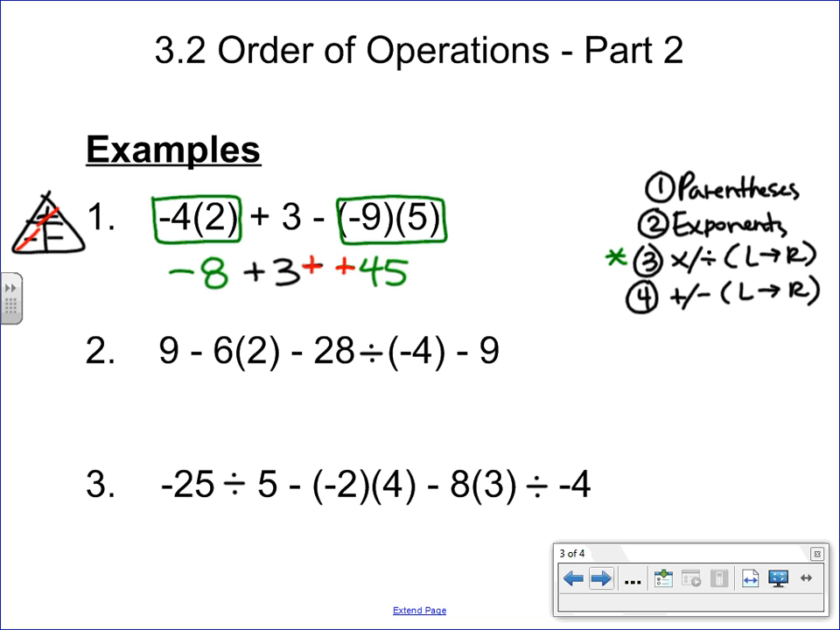With this one, I think I'm going to group my positives together. I'm going to count my good guys and my bad guys. I have a negative 8, and I have a positive 3, and a positive 45. So if I look at all my good guys, I have 3 good guys and 45 more good guys. That's 48 good guys. And I have 8 bad guys. So I have 48 minus 8. And that means my final answer is going to be 40.